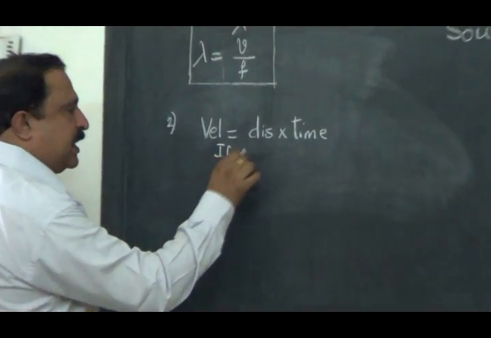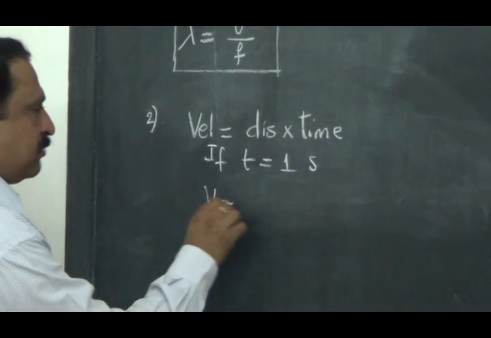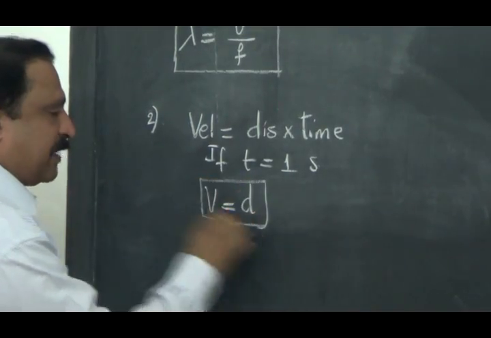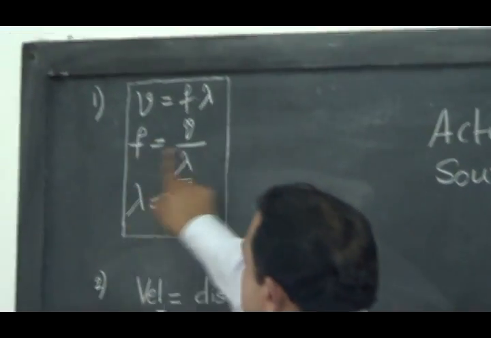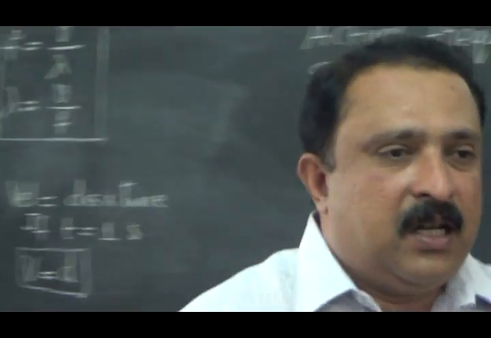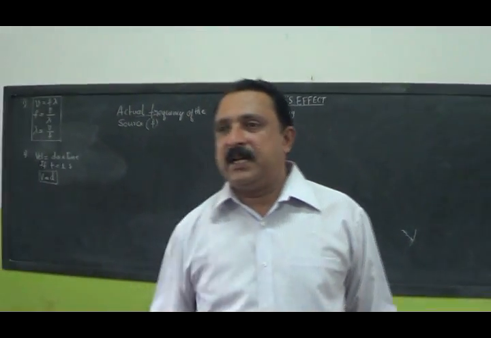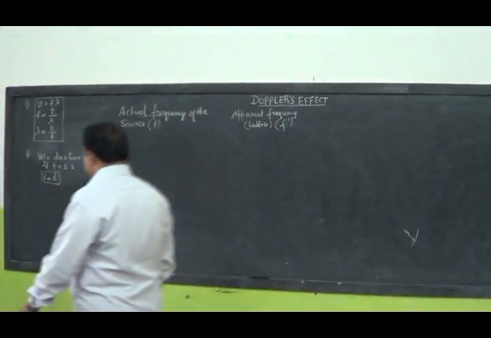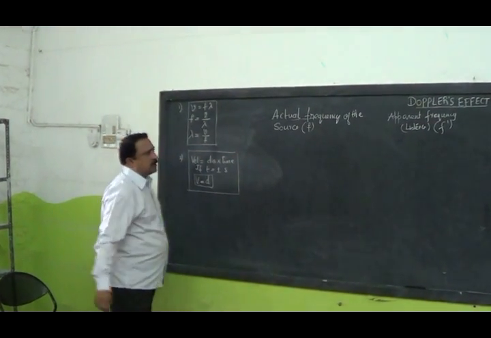If t equals 1 second, as in the example I have given, then velocity becomes equal to the distance traveled by the body. You can replace the velocity factor v by the distance the wave has covered, whenever the time of motion is 1 second. So keep this also in your mind. Okay. Point number 3.